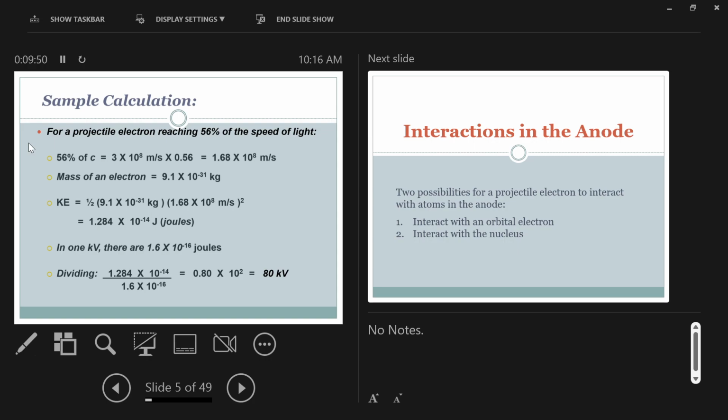Anyways, so we want to know how fast the thing is traveling. We take the speed of light, and we say it's traveling 56% the speed of light. So the speed of light times 0.56, which is multiplying it by 56%. The answer happens to be 1.68 times 10⁸ meters per second. That's our velocity. That's our v for velocity, okay? And so we have how fast the thing is going now, just over half the speed of light, 56%.